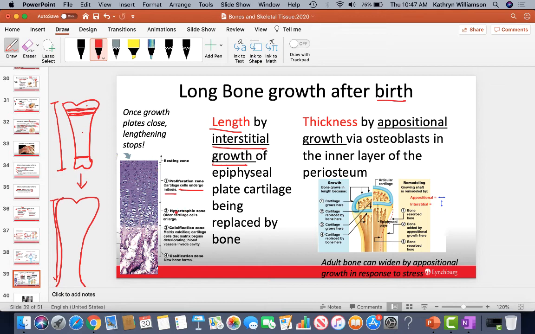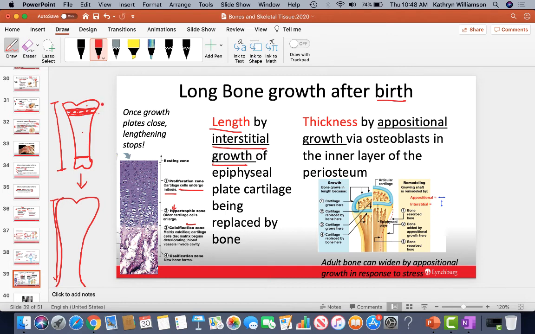Underneath that layer, we've got this hypertrophic zone, and these older cartilage cells are becoming bigger. So here we've got larger hypertrophied cartilage cells. Underneath that, we've got a calcification zone, which means that the cartilage, those chondrocytes, are dying, and the matrix in that area is becoming calcified.